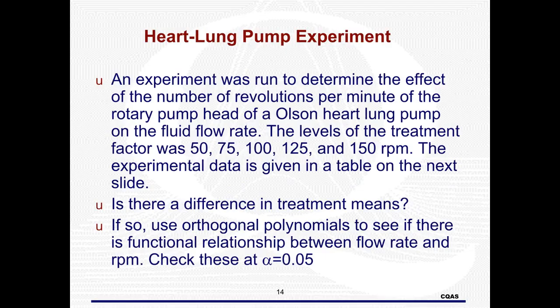Researchers wanted to study the effect of pump speed on fluid flow rate in a heart-lung pump. The treatment factor is revolutions per minute, or RPM. The levels are 50, 75, 100, 125, and 150 revolutions per minute. There are really 2 questions we want to answer. First, is there evidence that the treatment means differ? Second, if there is a difference, can we describe the relationship between RPM and flow rate using a mathematical pattern such as a linear or quadratic trend? Orthogonal polynomial contrasts allow us to answer both questions.